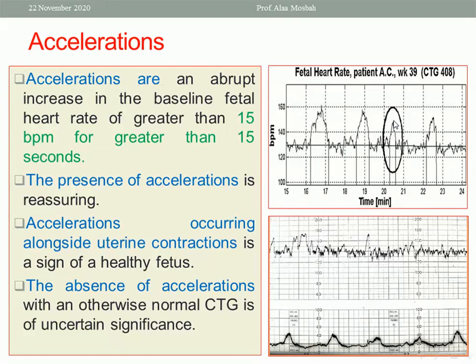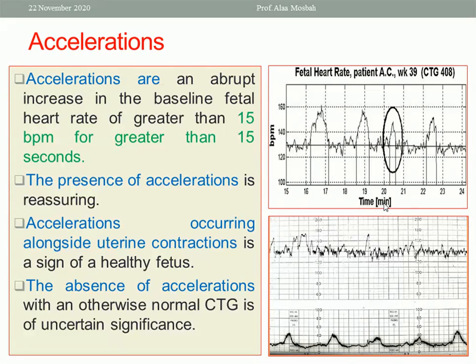So there is acceleration, because we said acceleration means an increase in fetal heart rate by more than 15 beats per minute for a duration of more than 15 seconds. Okay, so this is called acceleration, this is called acceleration, and this is called acceleration, and so on. The presence of acceleration is reassuring, yes. So it is normal.